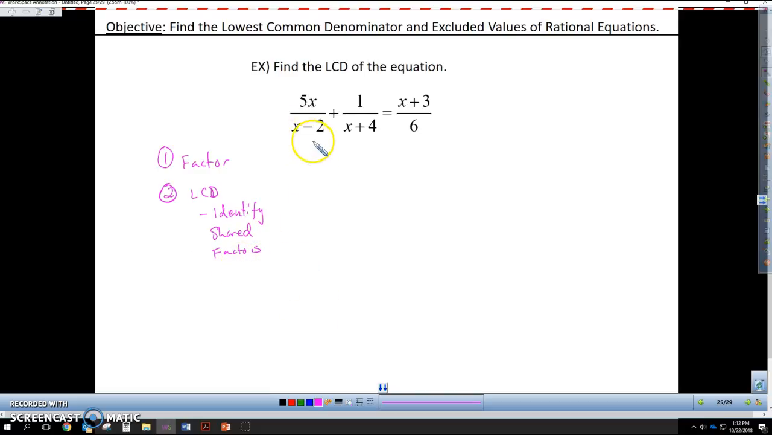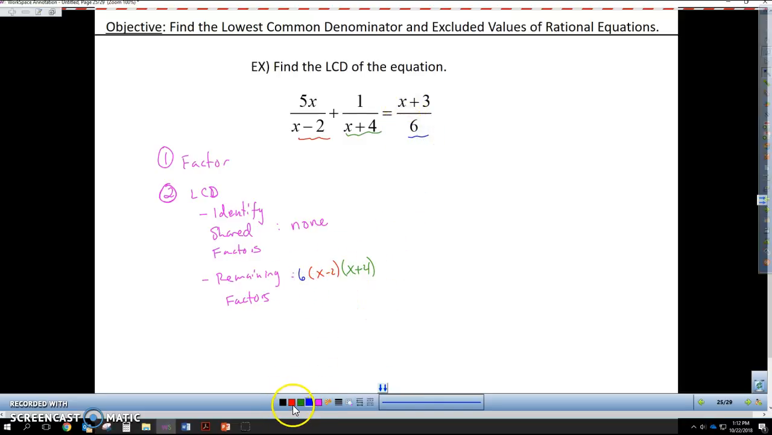So looking at this, I have x minus 2, I have x plus 4, and I have 6. So in this case, we have no shared factors, none. So then we move on to remaining factors, or what I like to call leftovers. In that case, I have x minus 2. So my LCD will be x minus 2. I also have x plus 4. And I have 6. And I'll put 6 over here.